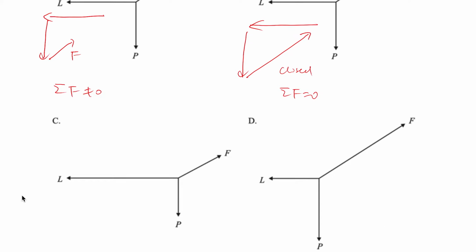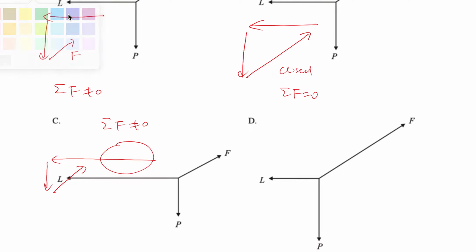Right? And then for C, you have a really long line here, goes down, and then goes up. Okay, there's nothing to balance with that part of the vector. So again, the sum of all the forces doesn't equal zero, this will have a net acceleration. Okay? And you can conclude your net acceleration is moving in this direction. Okay, that's your F net force.